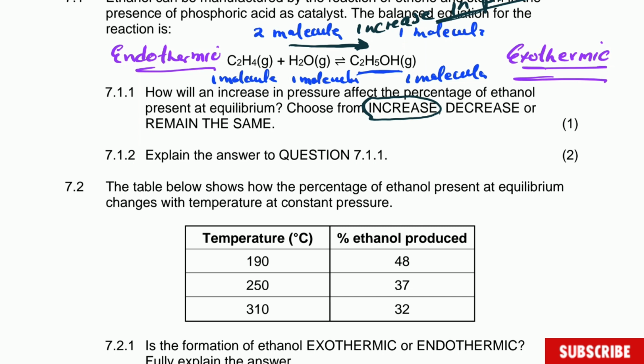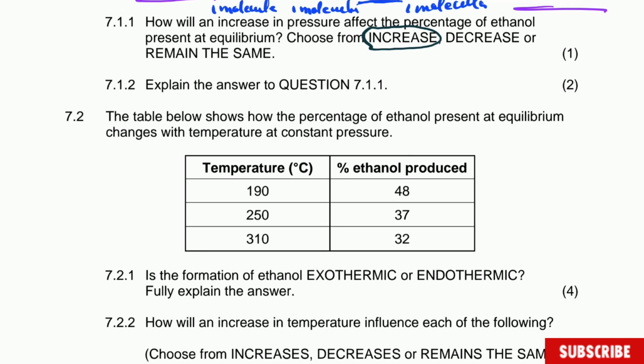Nothing to say there. The change in temperature is quite simple. Is the forward reaction, the formation of ethanol, exothermic or endothermic? It is an exothermic reaction. You can see that an increase in temperature favors the reverse reaction. So the reaction is exothermic.